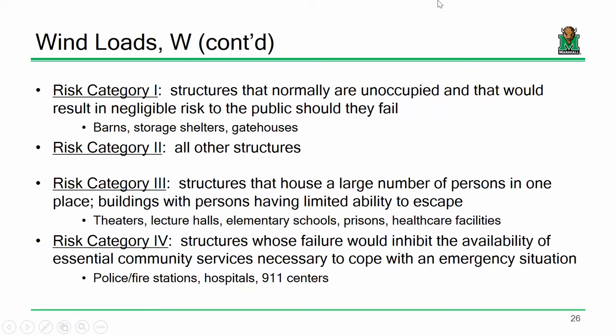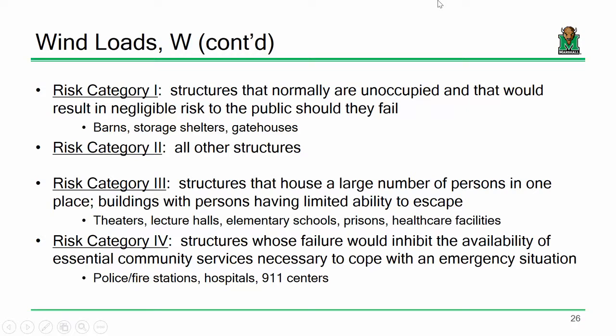Now, risk category 3 are structures that house a large number of people in one place, or buildings that have people that may not have the ability to escape. So for instance, if you're designing, let's say, an elementary school, that would definitely be a risk category 3 because they're children. They might not have the ease of escape. Adults in a commercial office building or things like that. Also, large capacity structures like theaters. There's probably some buildings on campus that should be risk category 3 because of large lecture halls and things like that. Prisons, healthcare facilities, things like that.